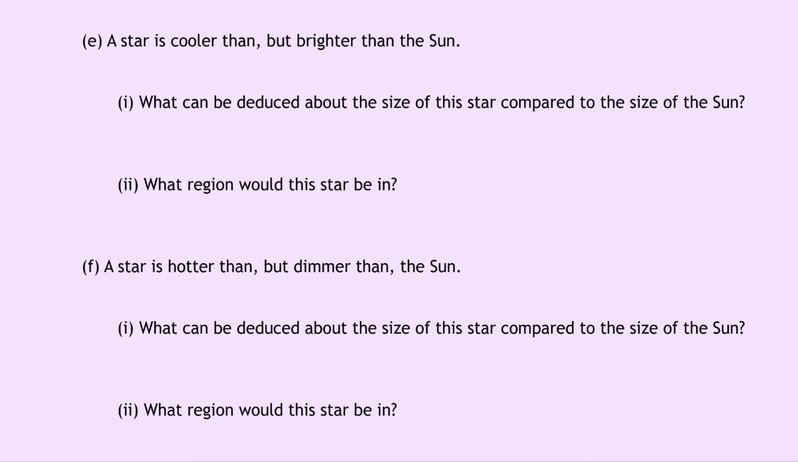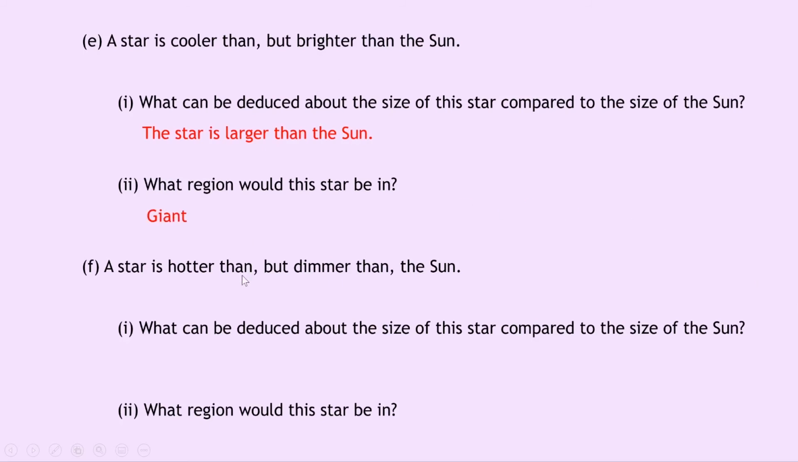Part E says a star is cooler than but brighter than the sun. Part 1 says what can be deduced about the size of this star compared to the size of the sun? Well, the star is going to be larger than the sun, and that's because large stars tend to have a larger brightness, whereas they tend to be cooler than smaller, more compact stars. Part 2 says what region would this star be in? Well, this star, if it's bright but cool, as we said in part D, would be in the giant region.